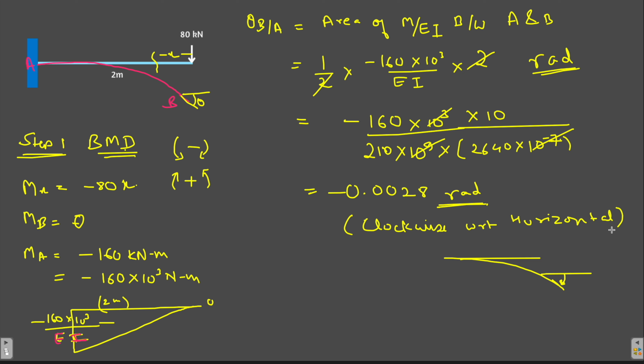Now let's move on to the next part of the question, which is moment area theorem 2. We have to find the deflection of the beam. Now for finding the deflection of the beam, we are using the moment area theorem 2.